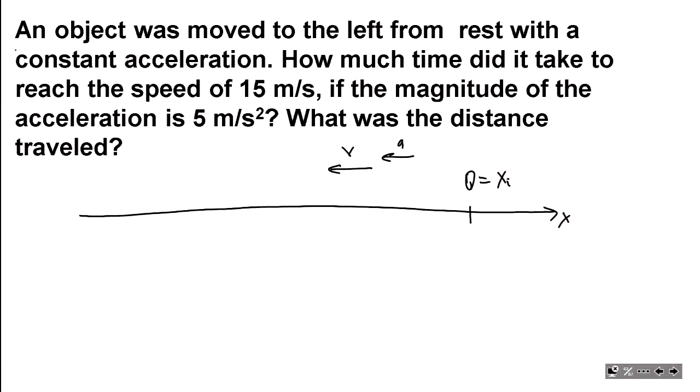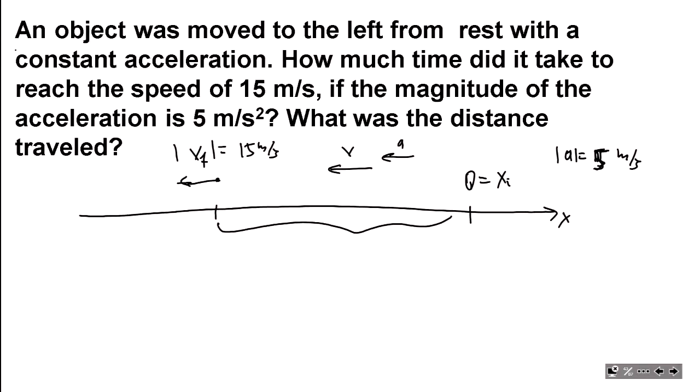It moves faster and faster, so they have to point in the same direction. The magnitude of acceleration is 15 meters per second. And no, that's a velocity. The acceleration is 5 meters per second squared. And the final speed it needs to have, and speed is the magnitude of velocity, is 15 meters per second. Of course, it also travels a certain distance, L, and it takes a certain time.